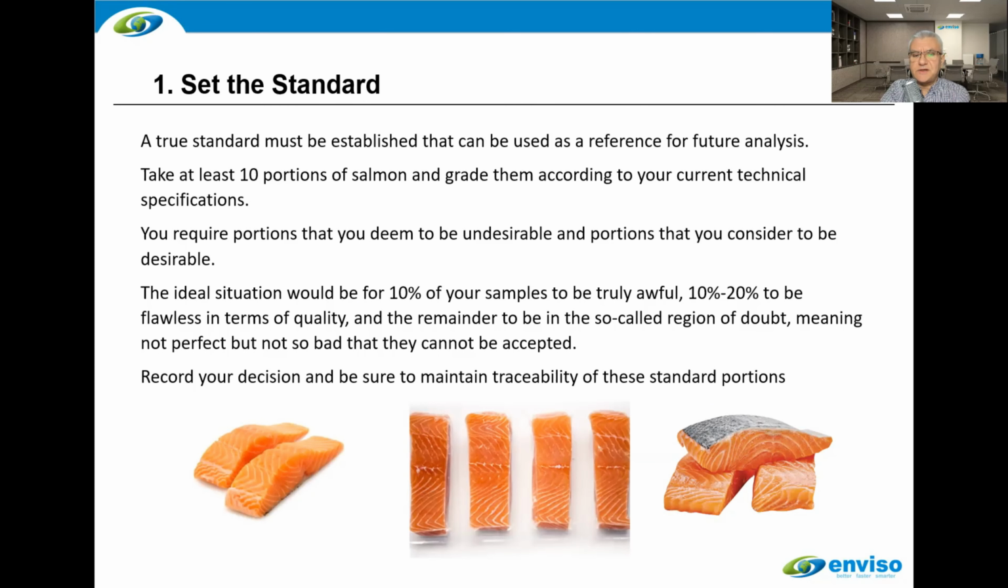The ideal situation would be for 10% of your samples to be truly awful, 10 to 20% to be flawless in terms of quality, and the remainder to be in the so-called region of doubt, meaning not perfect, but not so bad that they cannot be accepted. Record your decision and be sure to maintain full traceability of these standard portions.